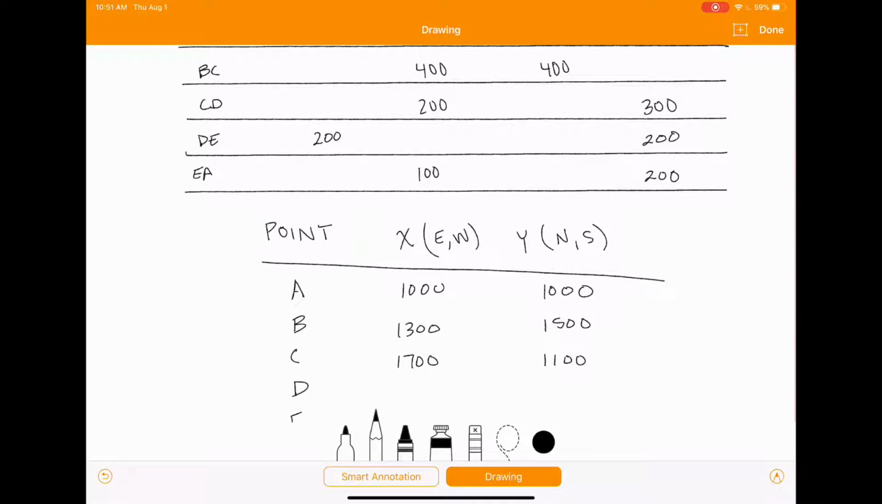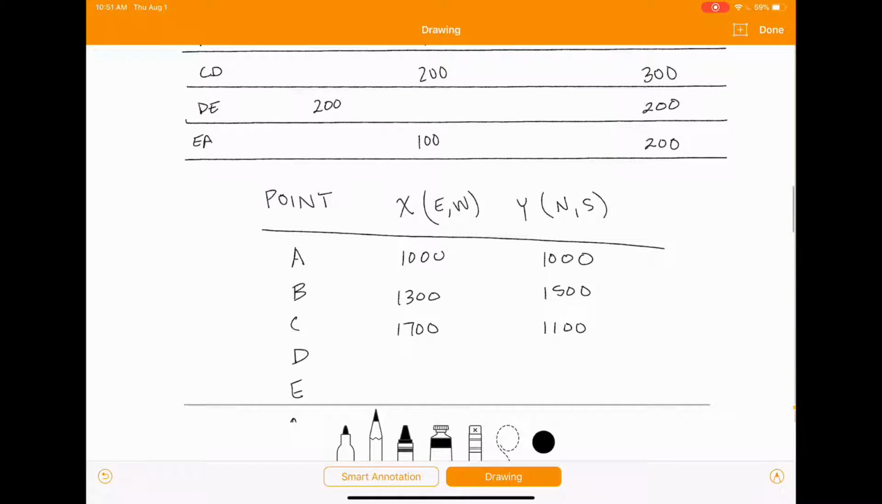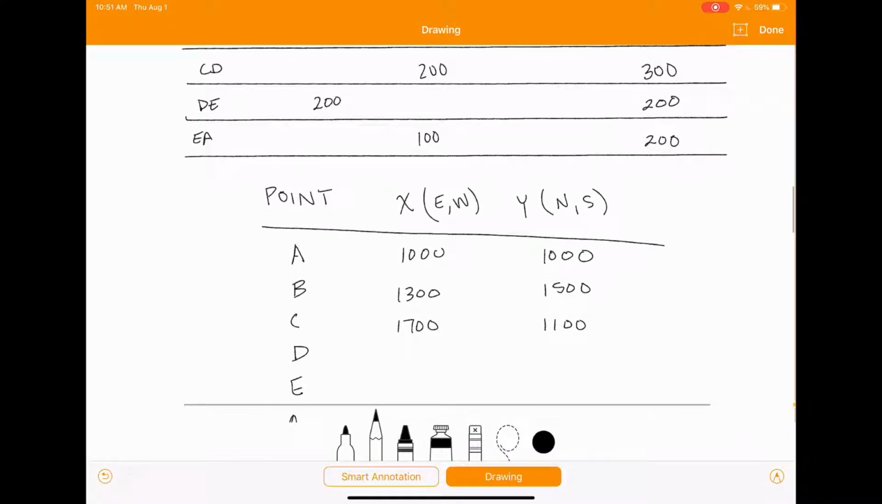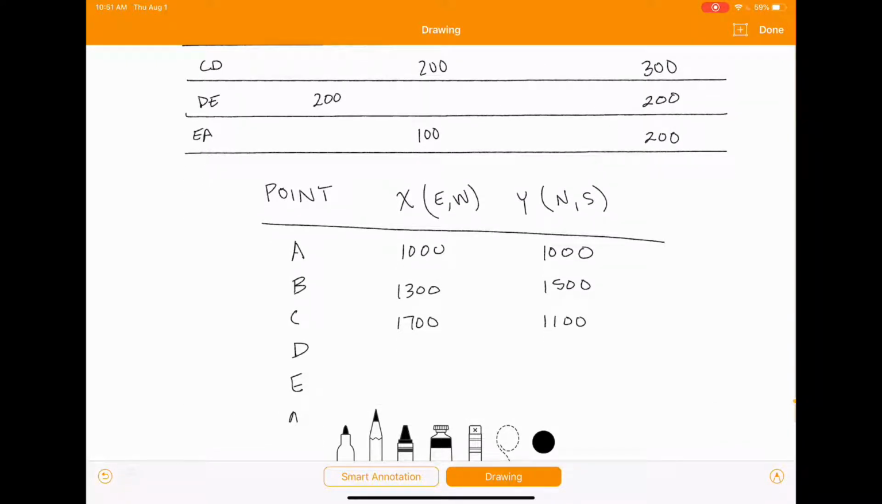And then to get to D, we're going to have to go down 200. So that's over here in your Y column. So you subtract 200 from that. So you're going to get 900. And then in the X direction, you're going to move west 300. So you're going to subtract 300 from 1,700, which is 1,400.